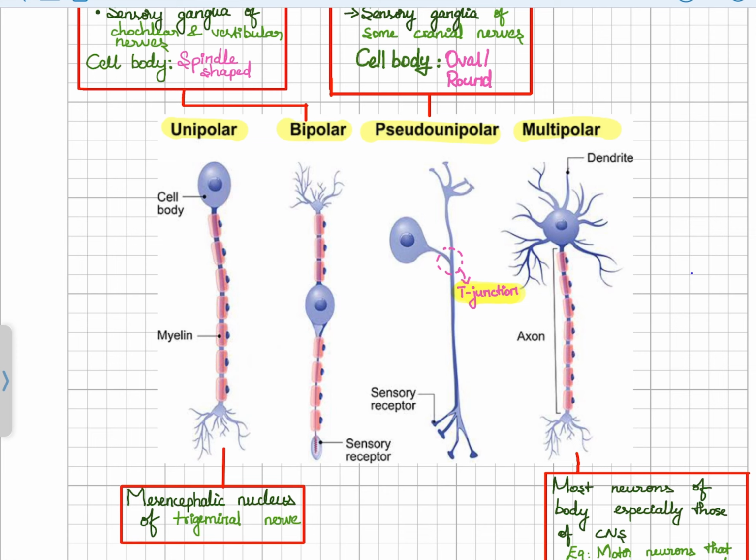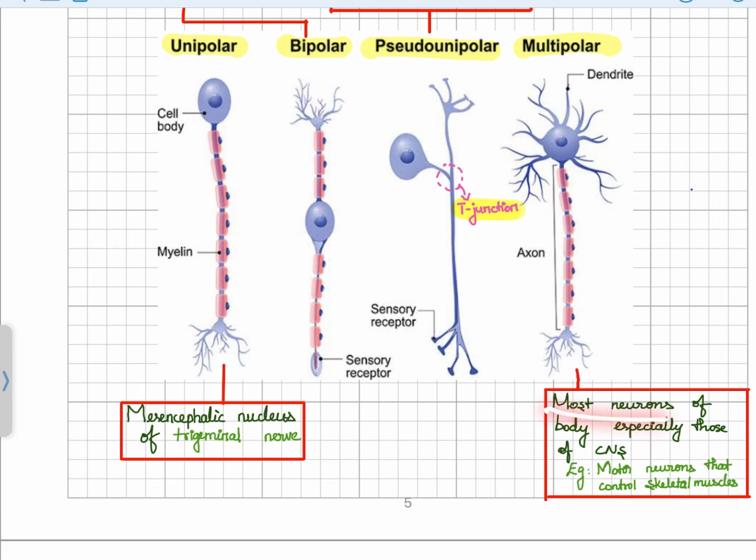Now in multipolar, there are more short processes and then a long process. As we have already seen in neuron structure, there will be dendrites, called short processes, on one end, and there will be one long process. We can clearly say that most of the neurons in the body, especially those of the CNS, are multipolar.